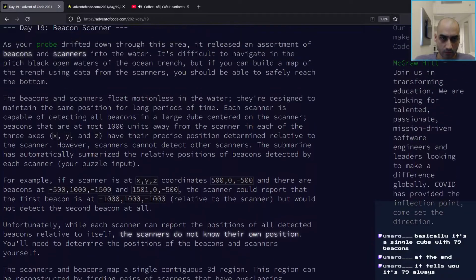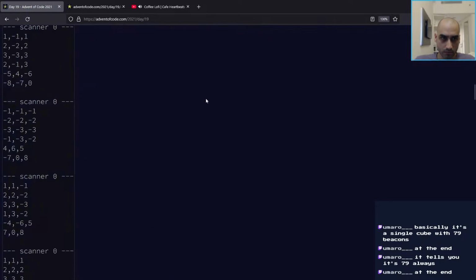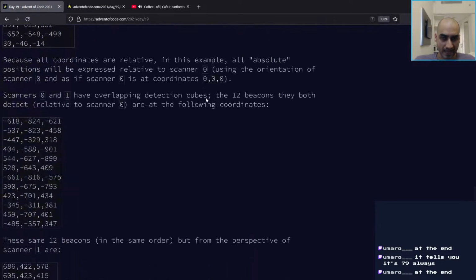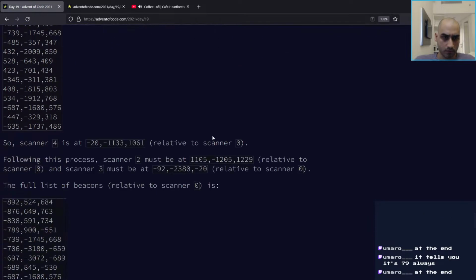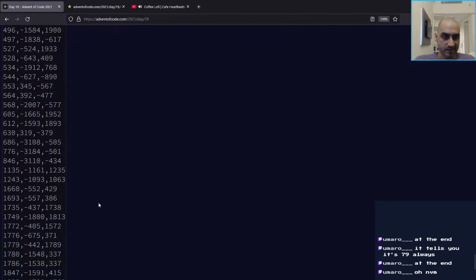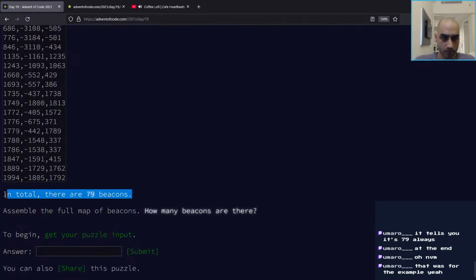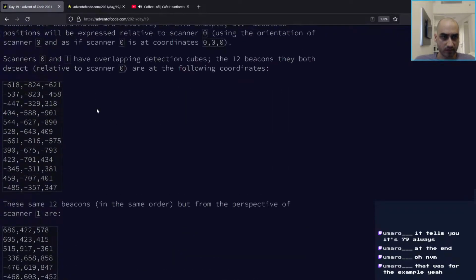Where does it say that? Beacons. Total there are 79 beacons. Oh, I thought this is for the example. Wait, is it? Yeah, no, they're saying that's the conclusion of the example, yeah. Yes, that's the conclusion, but I mean, I don't get it.